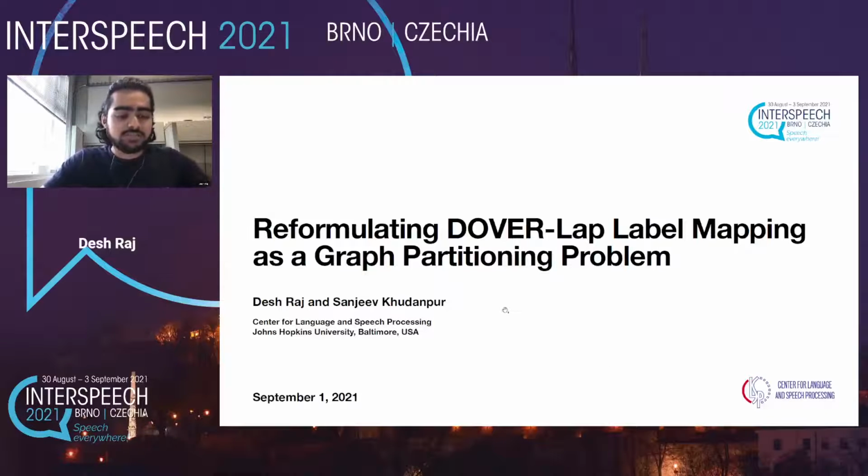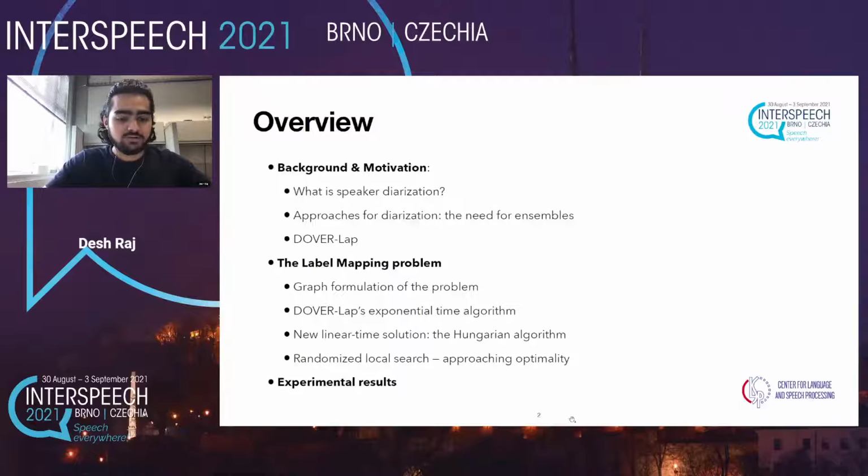So this talk is titled Reformulating DOVER label mapping as a graph partitioning problem, and it deals with speaker diarization and ensemble of systems. And we'll go into that right away.